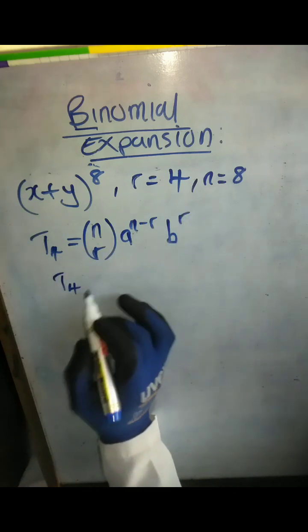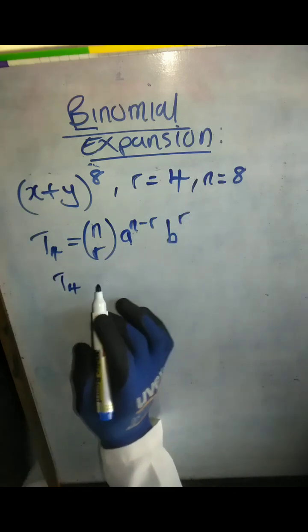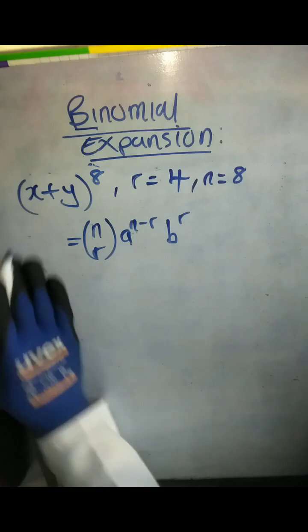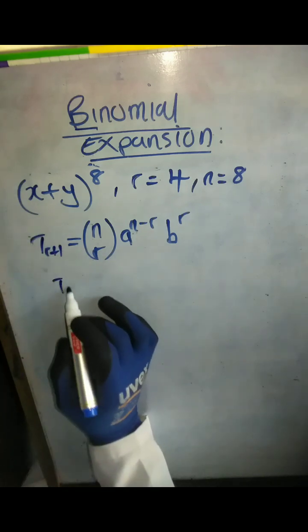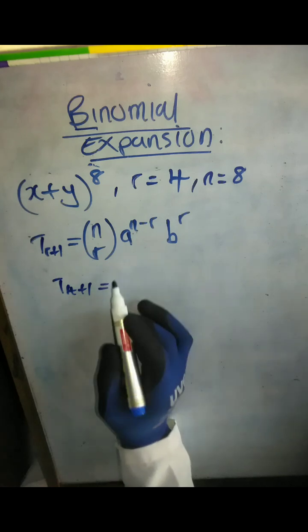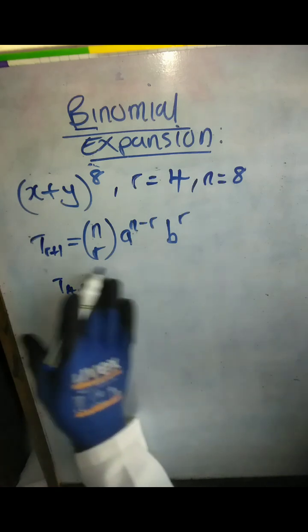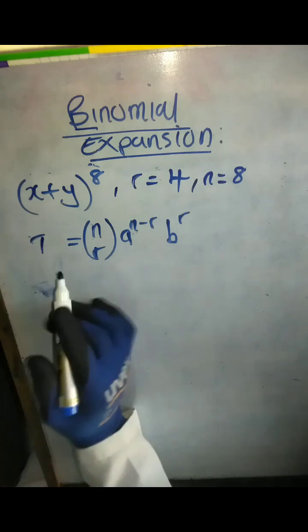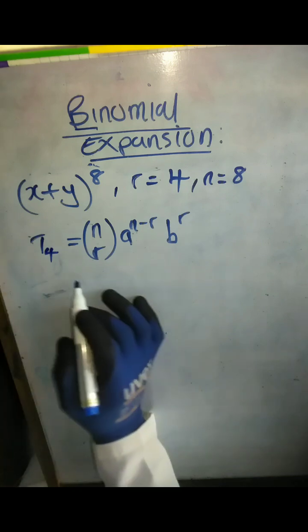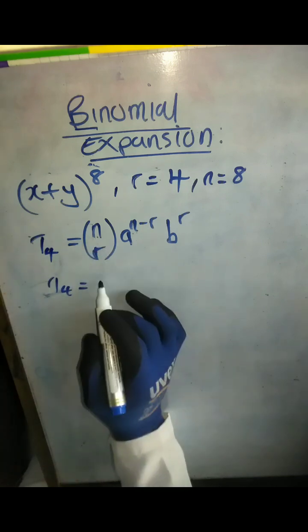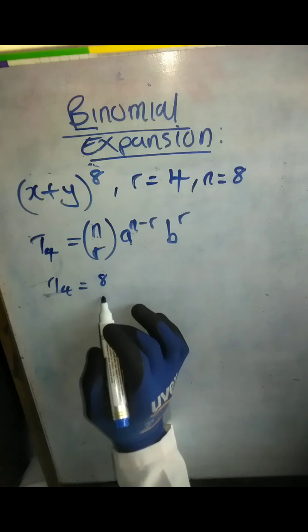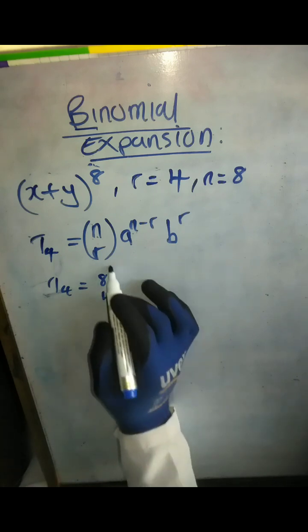So the fourth term equals, so say r plus 1. So now say t 3 plus 1 equals, so I want to find the fourth term, what am I doing now? So we have the fourth term here. So our fourth term in this case will now be, our n is what? 8. So 8 combining 4, which is our r.